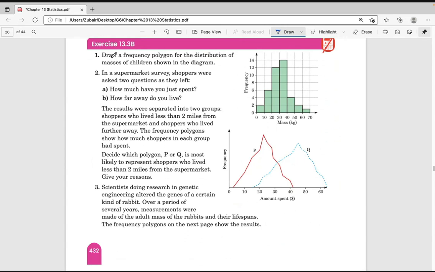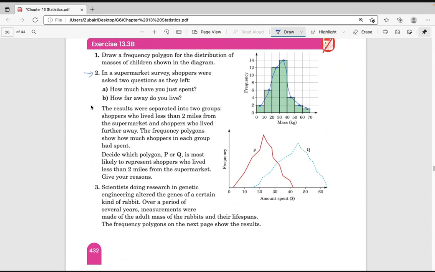Exercise 13.3b. Draw a frequency polygon for the distribution of masses of children shown in the diagram. So we'll just put a dot in between these bars, then we match them and join them with pencil and ruler. All these points.